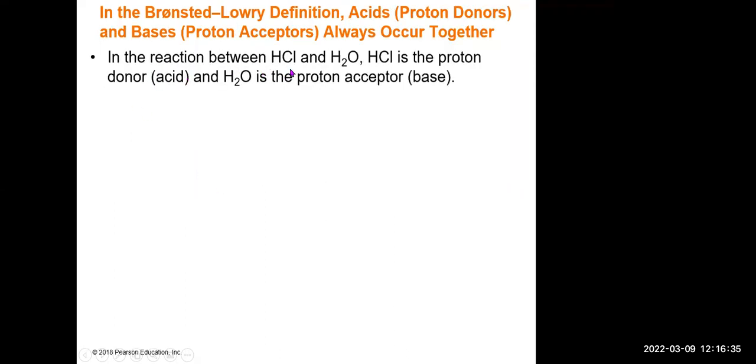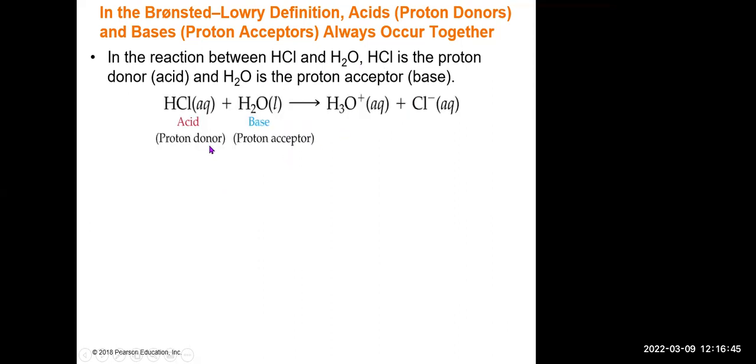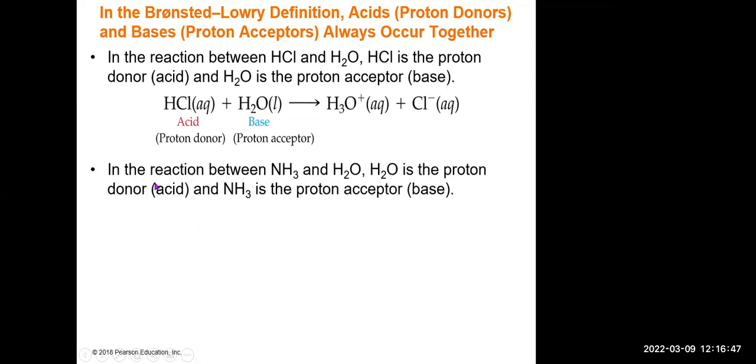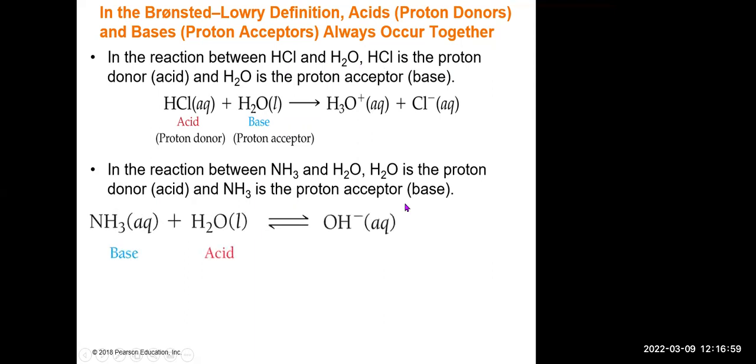So in the reaction between HCl and H2O, HCl is the proton donor and H2O, the water, is the proton acceptor, so water is the base. In the reaction between NH3 and water, H2O is the proton donor, the acid, and NH3, the proton acceptor, is the base. So in these two reactions, in one reaction water behaves as a base. In the other reaction, water behaves as an acid.